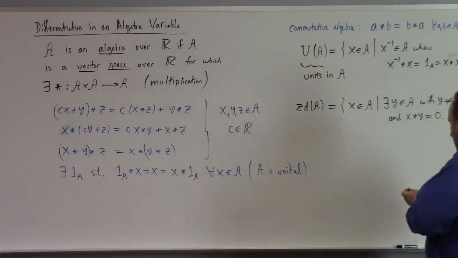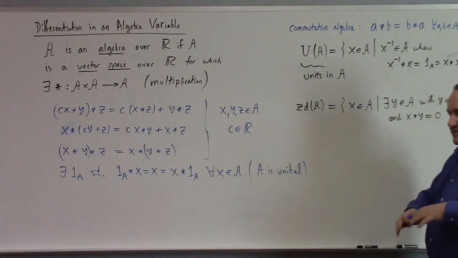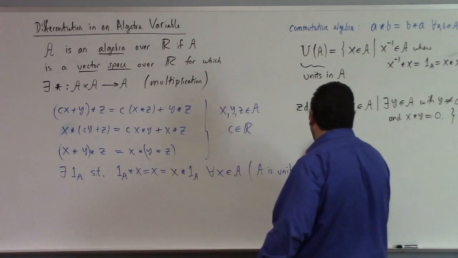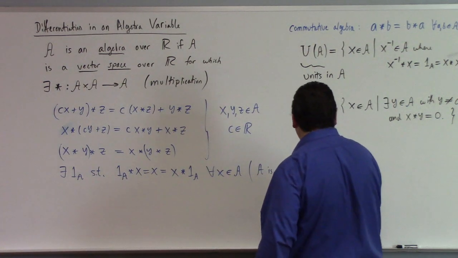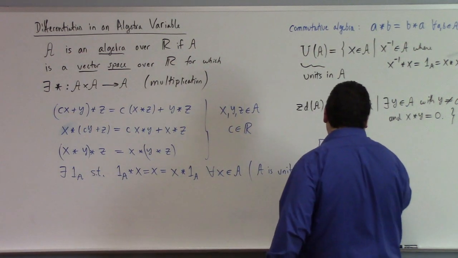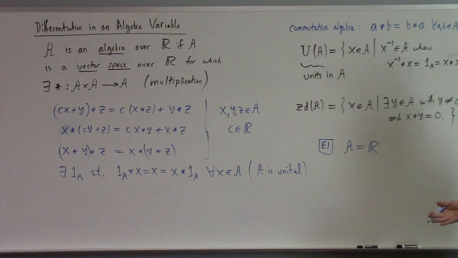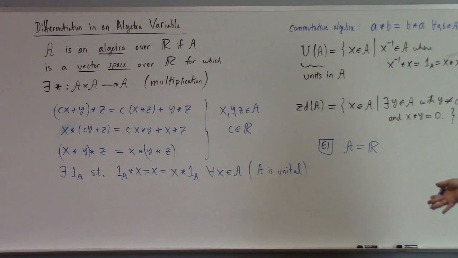All right. So without further ado, let me give you some examples of algebras. Example 1, and this is a kind of dumb example. If you just take the real numbers itself, this is an algebra because it satisfies these rules.